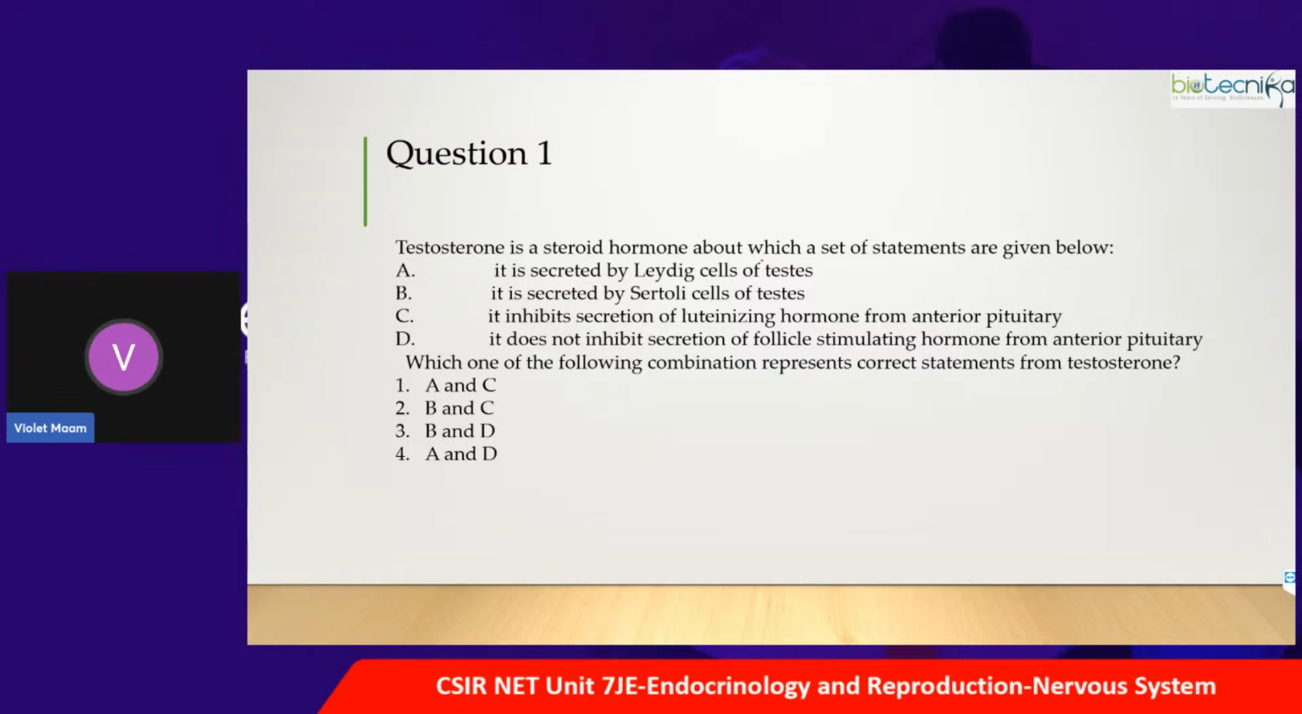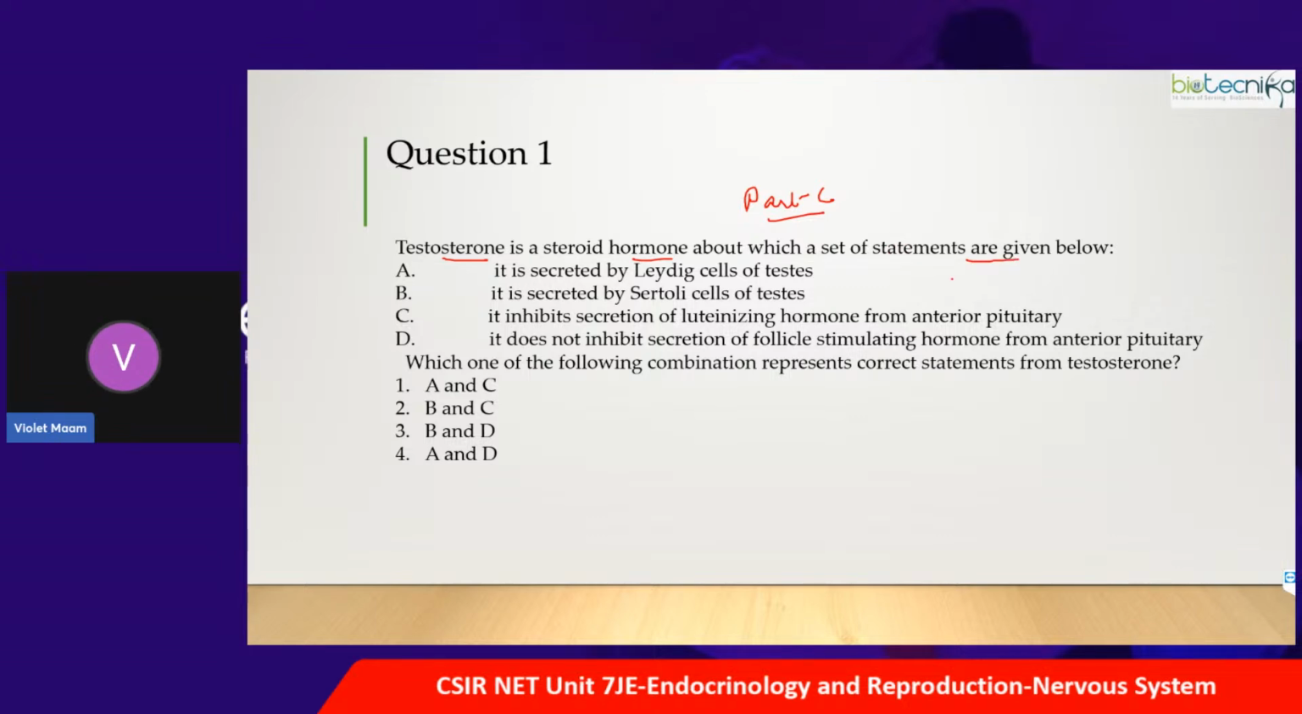So the first question, as I said, is from endocrinology. Now, this is a part C question, so we'll be discussing both, and you get an idea of how part C as well as part B questions are asked. This is a statement-based question. It's about testosterone. It says testosterone is a steroid hormone about which a set of statements are given below.